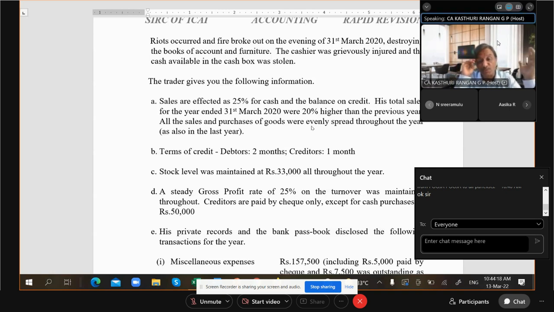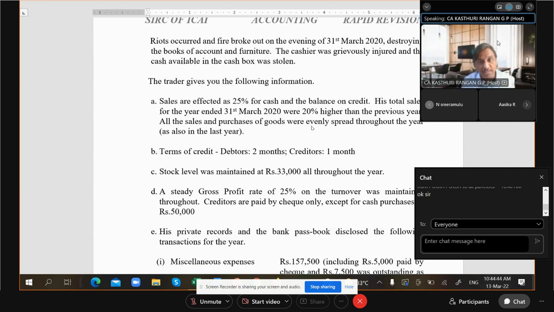But for a certain purpose, in this problem, it is given that all the sales and purchase of goods are evenly spread throughout the year, as also last year. Last year also, every month same sale, same purchase. This year also, every month same sale, same purchase. Sales is not the same. Understand carefully. Sales of last year will be 100, this year will be 120. But it is evenly distributed.